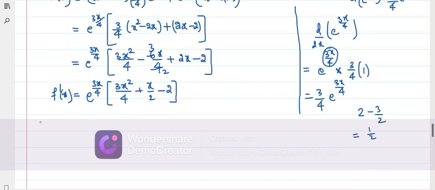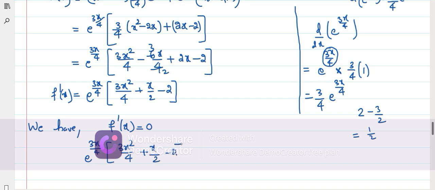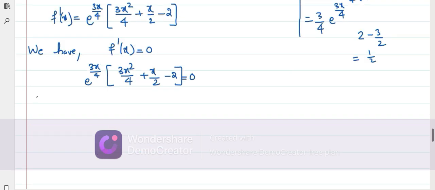What you have to do here? By Rolle's theorem you have f dash of x is 0. What is f dash of x here? It is e power 3x by 4 into 3x square by 4 plus x by 2 minus 2 is equal to 0. Can you say that exponential function is 0? The product of two numbers is 0 here. Can you say that e power 3x by 4 is 0?